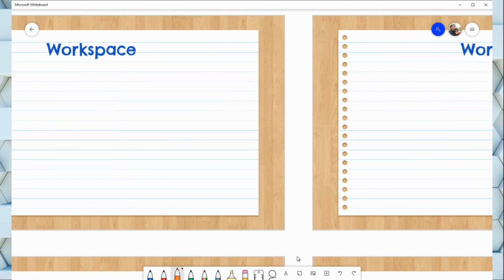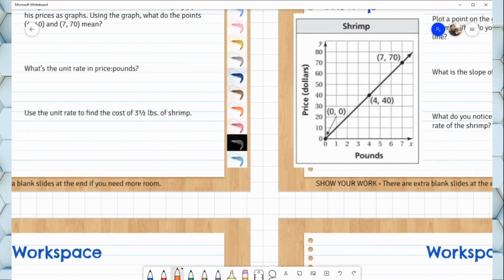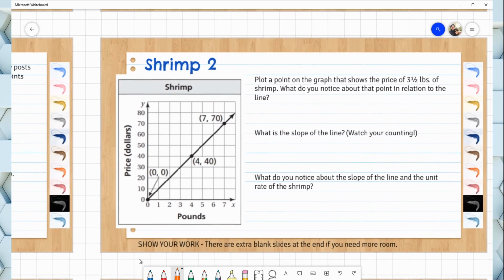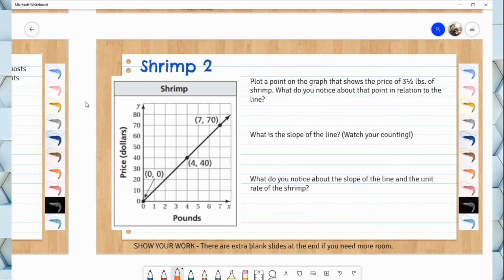And there are a bunch of extra slides at the end for workspace, but the shrimp slide is the last question. Okay? If you get stuck, skip the problem you're on, go to another one, but get as far as you can today. I don't expect anybody to finish this all in one day. We'll work on this on Thursday when I'm back.